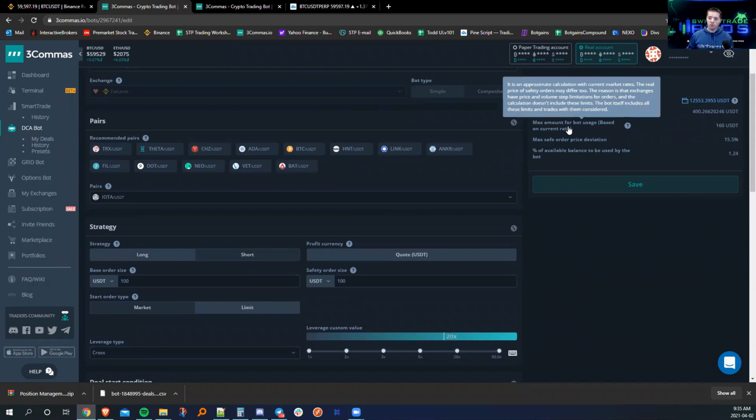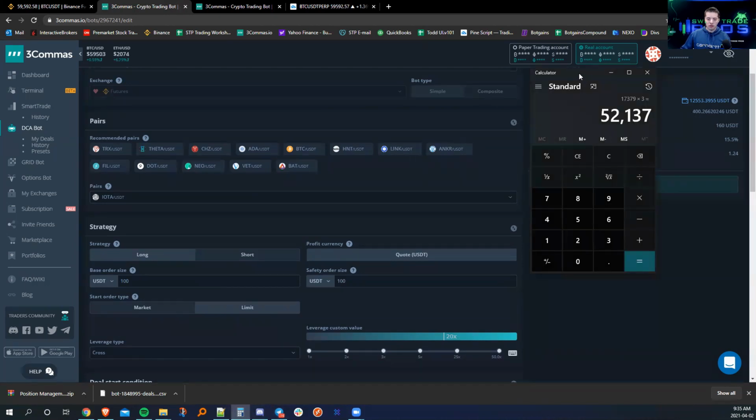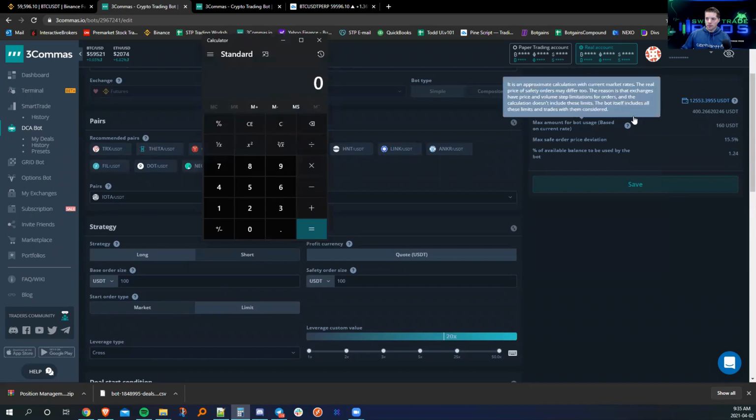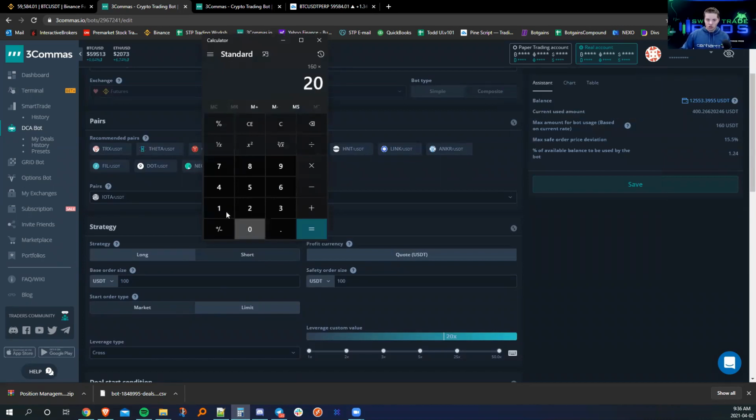This is the max amount for bot usage based on cross. This is going to lie to you. So you're going to have to take that number times your leverage to come up with the total amount. So you could do this in two ways, right? I can take 160 times 20 for $3,200.